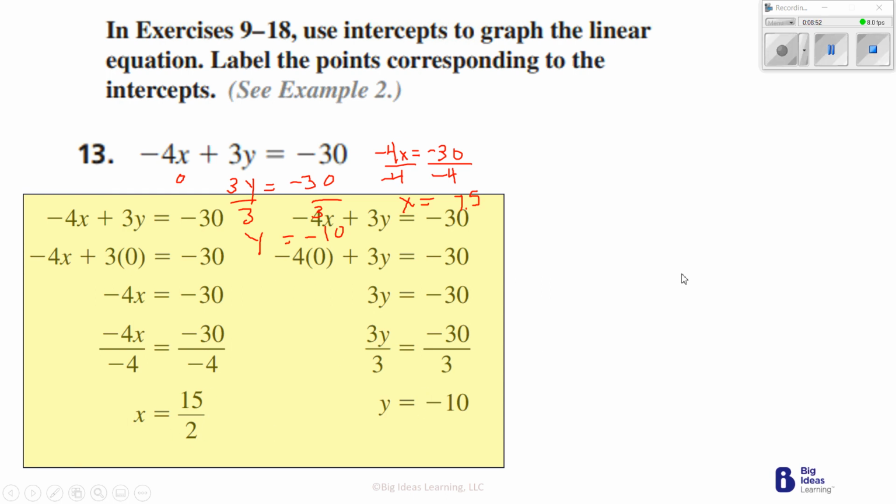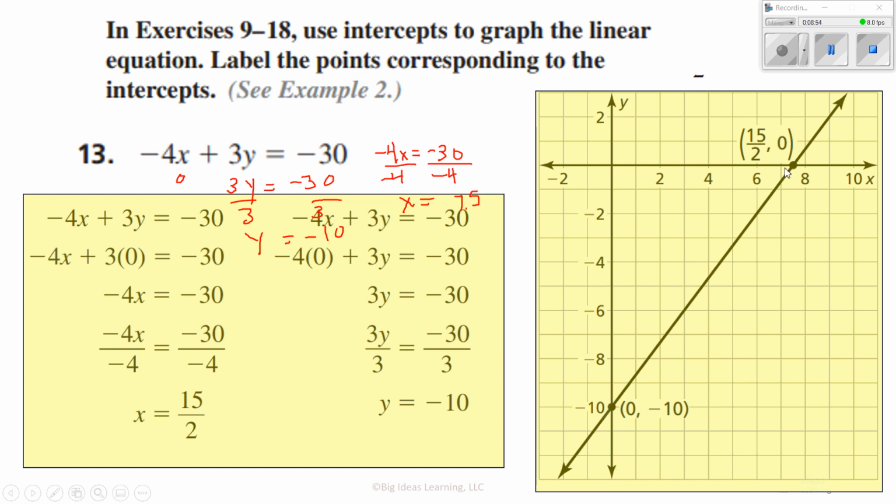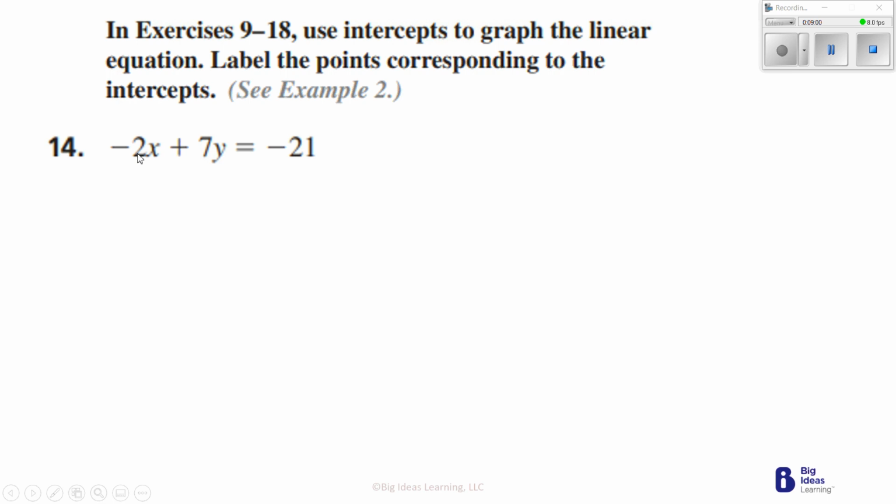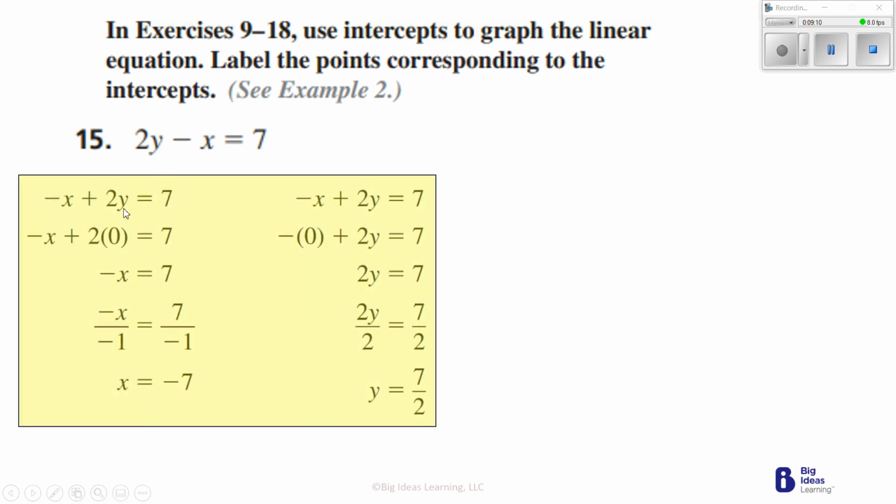When I graph this, x would be at about 7.5, right? And y would be at negative 10. All right, 14 is for you to do. 15 says 2y minus x. Well, if I do this one, I'm just going to click through it here. When I make y 0, I'll have negative x equals 7. I'll divide by negative 1, which means x would be 7 divided by negative 1, which is negative 7.